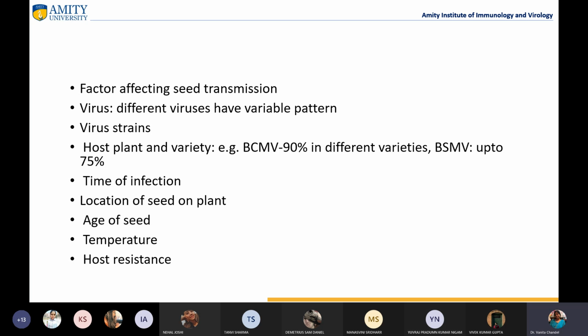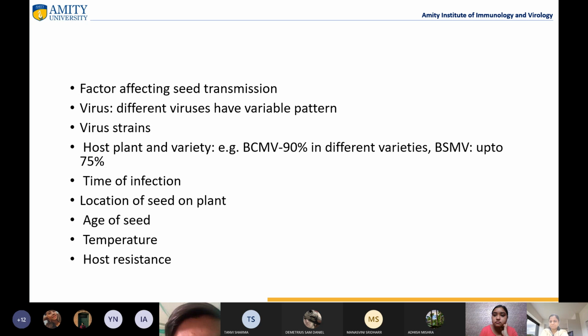Adish Mishra, Present, ma'am. Athoiba, Present, ma'am. Ayushi, Present, ma'am. Sam, Present, ma'am.